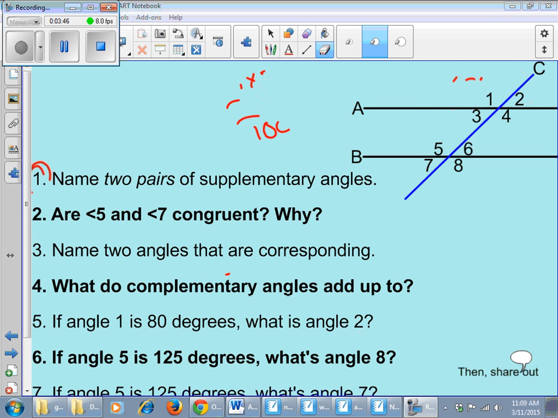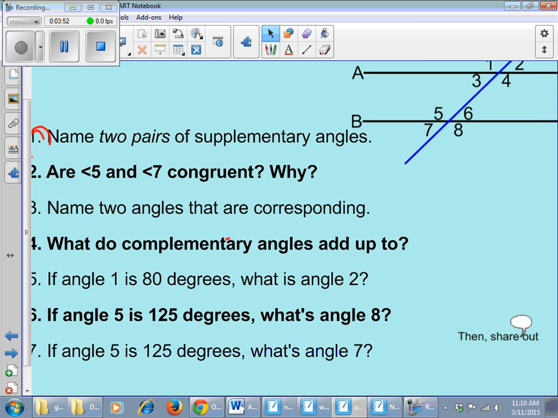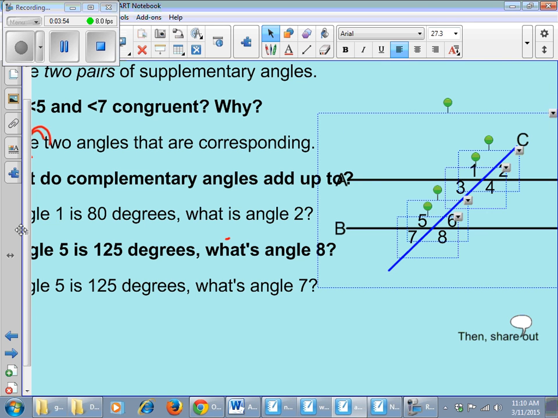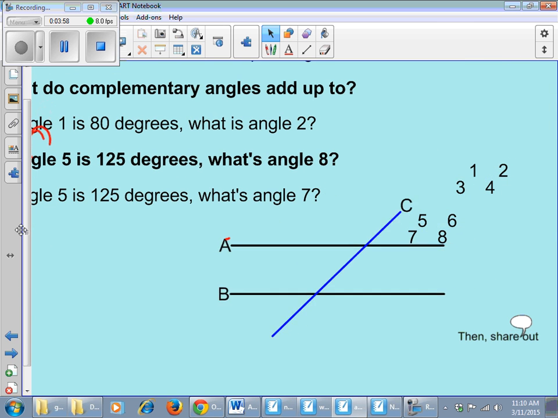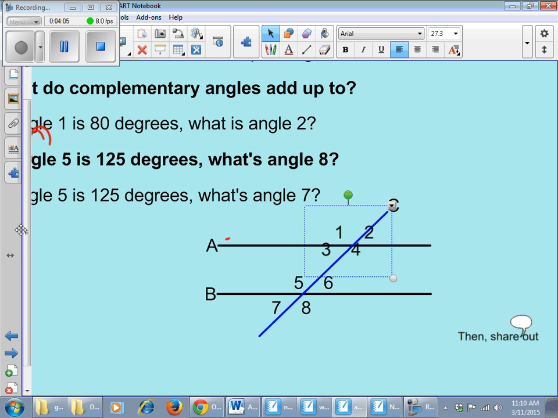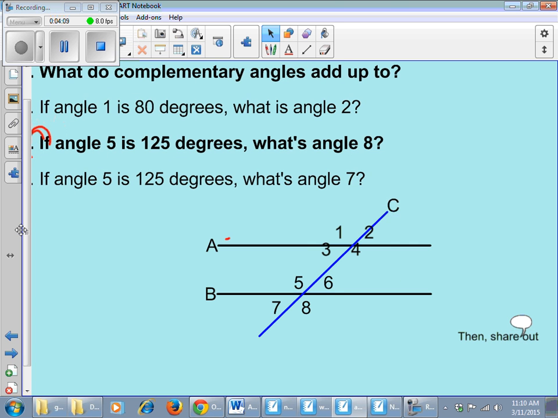Question 6. Question 6 states, I'm going to move these questions over and move this diagram down. Oh, no. Question 6 states, if angle 5 is 125 degrees, what is angle 8? Well, let's put 125 degrees in here.